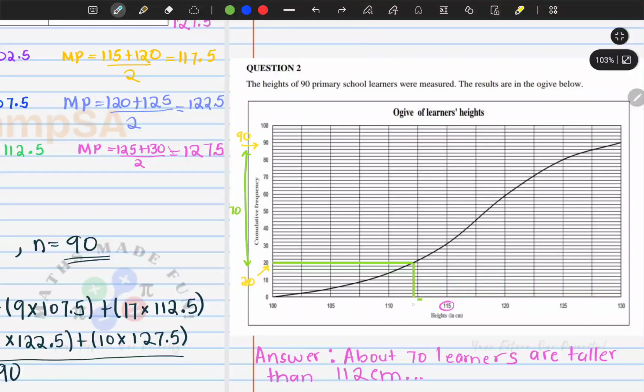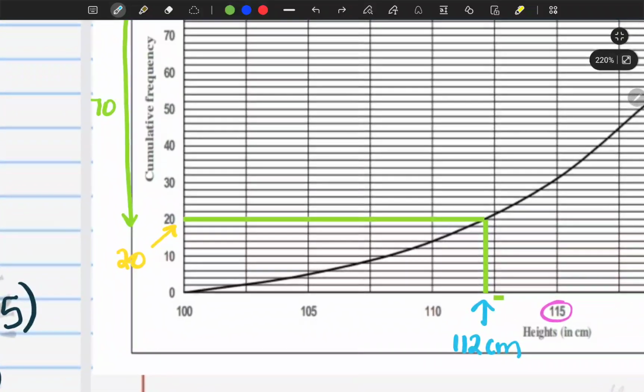Because remember, this here is our 112 centimeters. So if we go to the right, which corresponds to going up, these learners have a height that is bigger than this 112 here. So that is why we had to take the 90 and subtract exactly at this point here, where we have a cumulative frequency of learners that have a height of 112, and we got about 20. So that is what we have, guys, and I hope this does make sense.